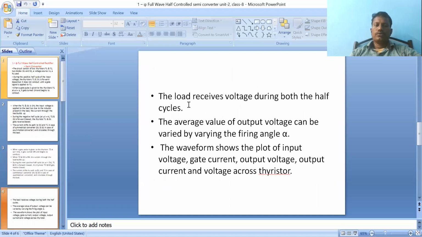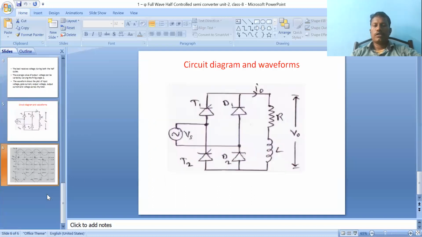The load receives voltage during both half cycles. The average value of the output voltage can be varied by varying the firing angle alpha. The waveform shows the plot of input voltage, gate current, output voltage, output current, and voltage across thyristors T1 and T2. We have already explained that. Write down the notes. Whatever I am dictating, I will explain the same concepts presented here. It is a diagram and a graph.